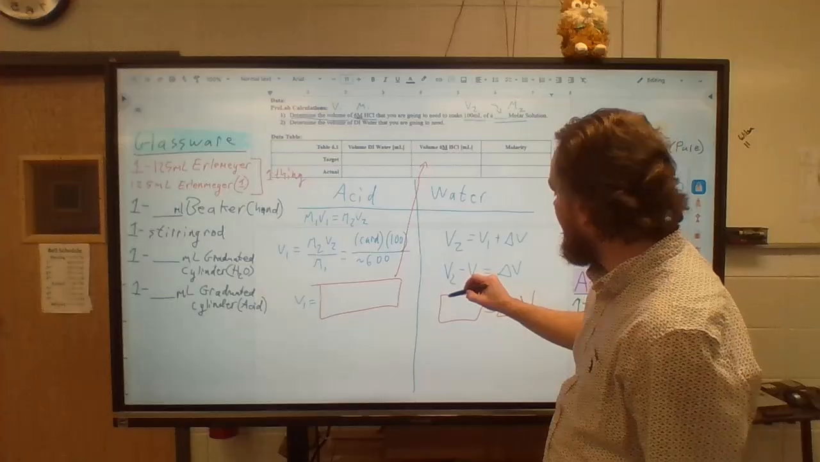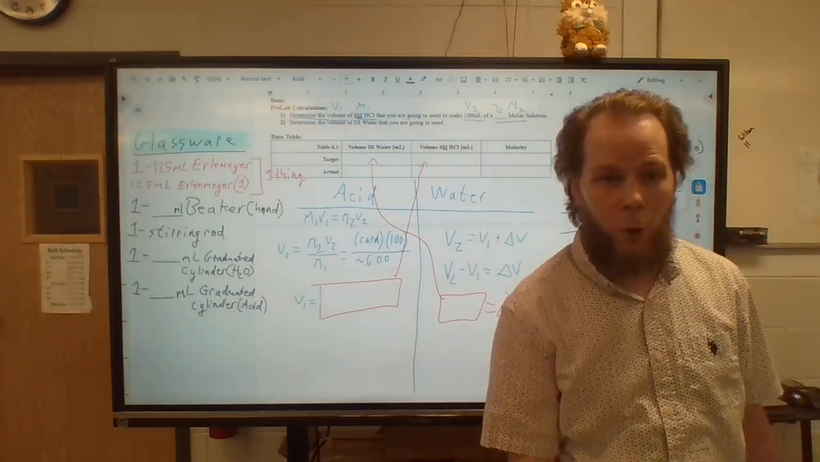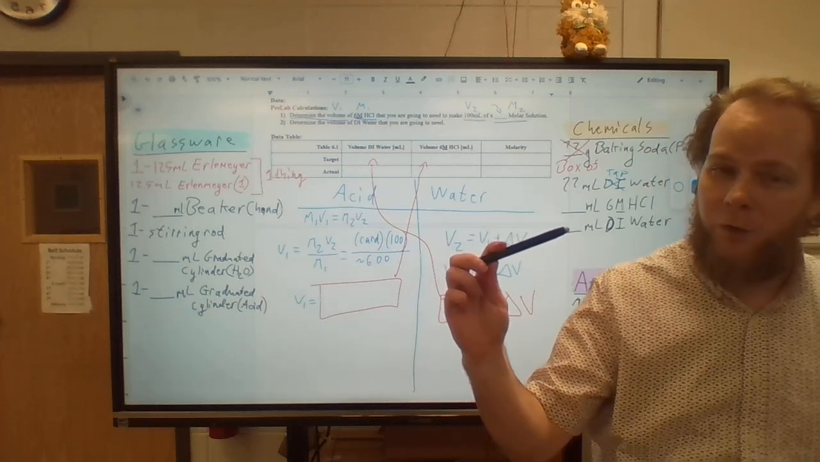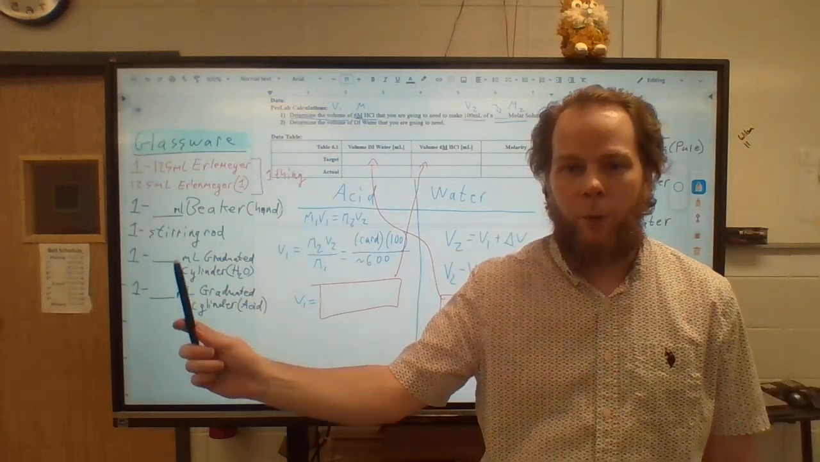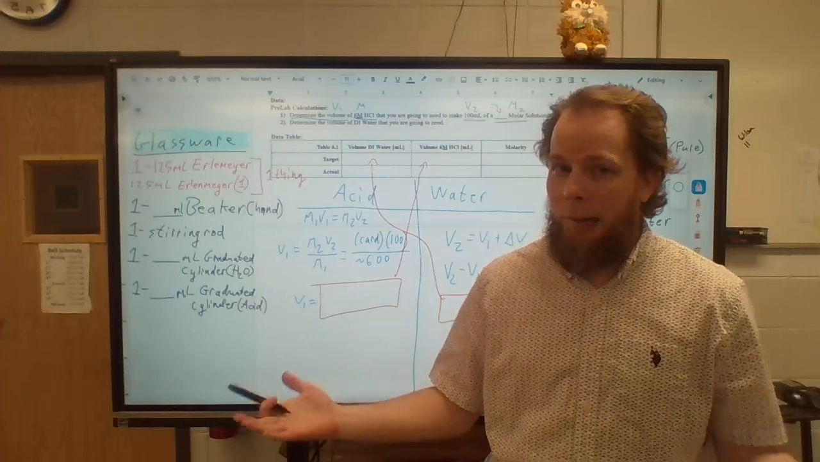Okay, and then that number goes in this blank, the volume of DI water you're going to need. It also goes in this blank. And then once you have that, you can figure out what this size needs to be. And that's pretty much it.